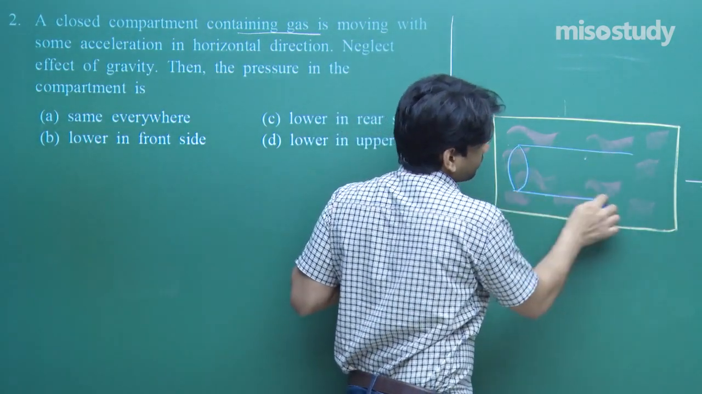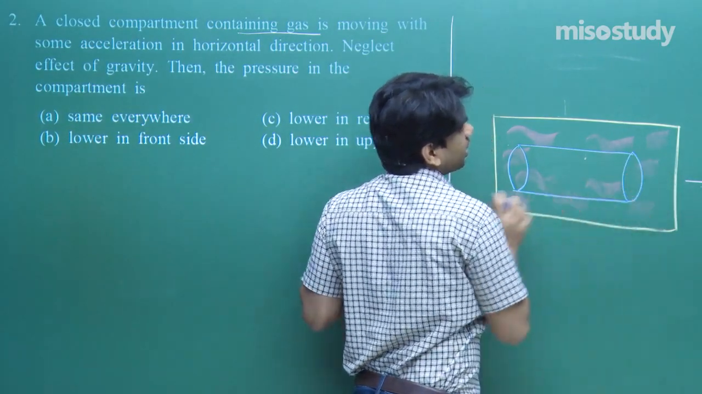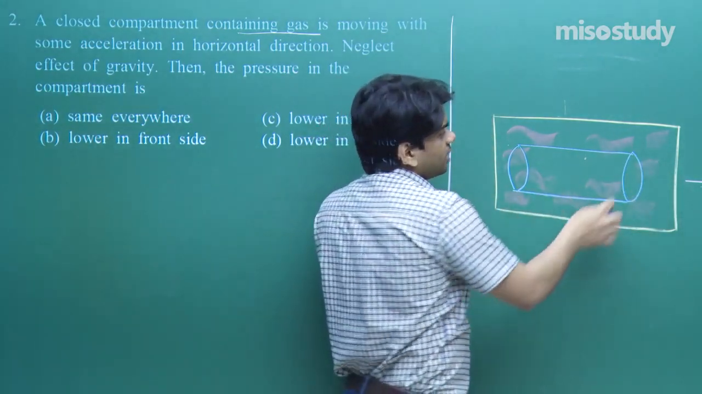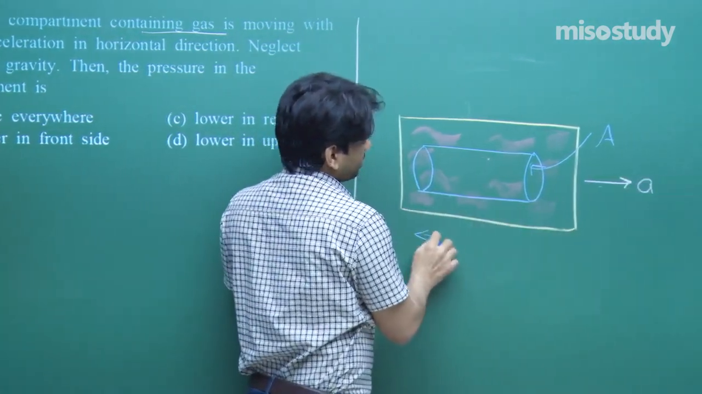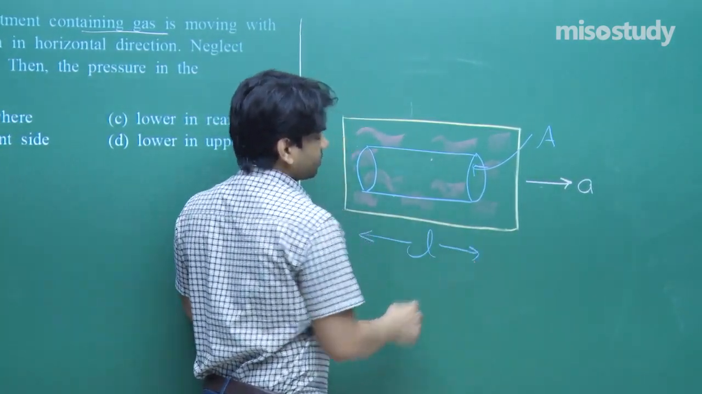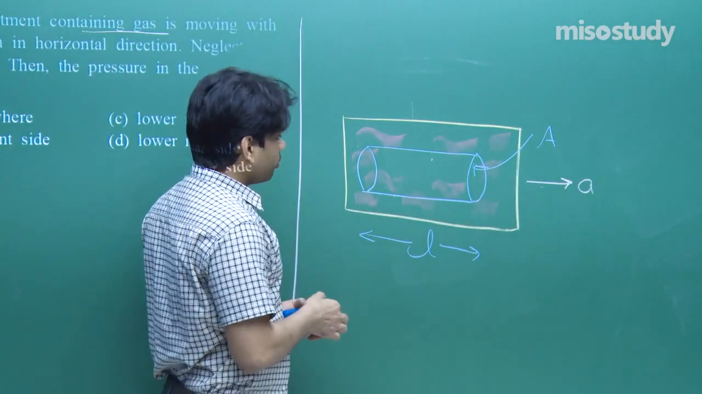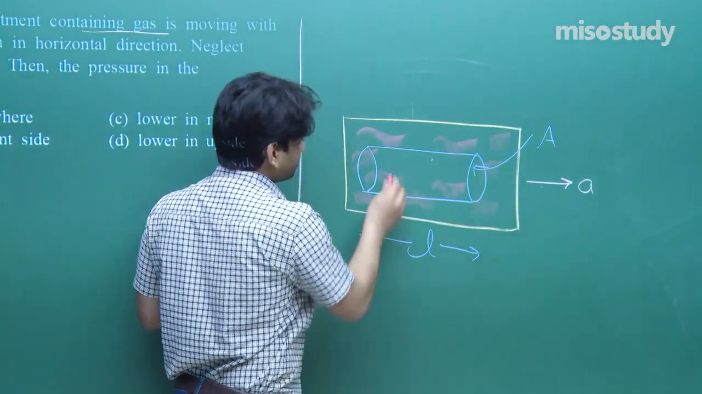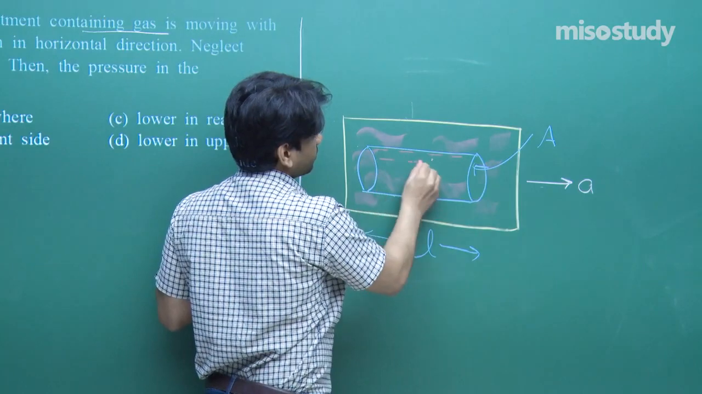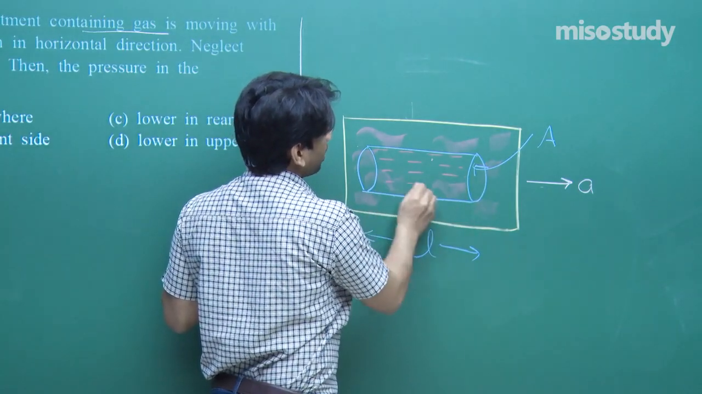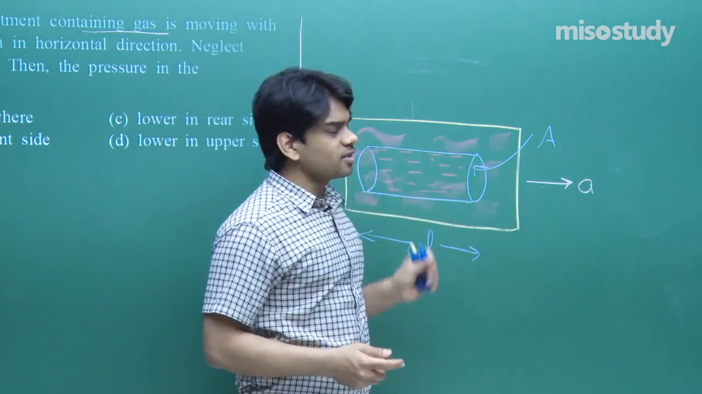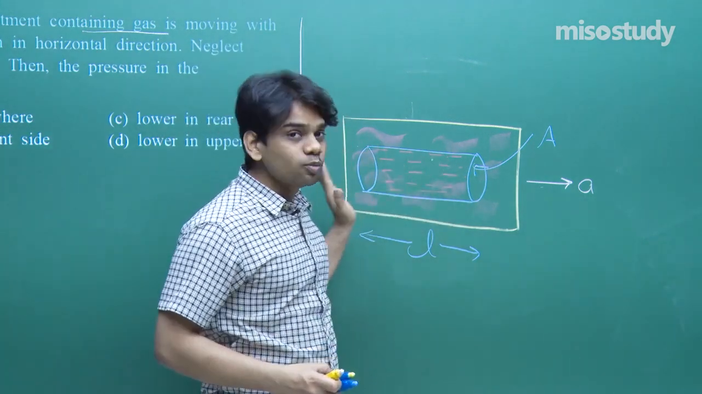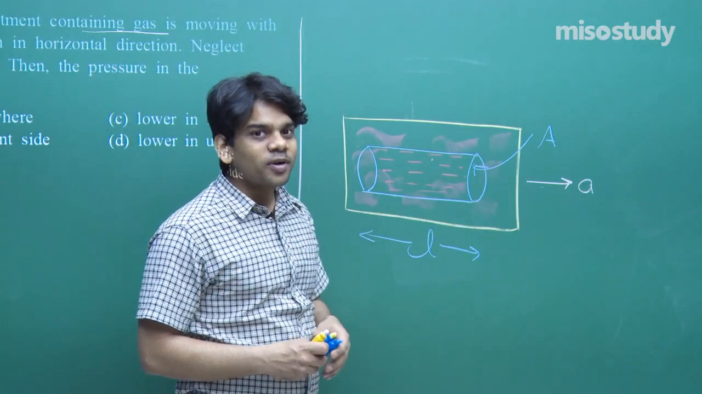I have taken a small part. Let's say the area of cross section of this part is A, its length is given as L. Let's say this is the case. So there will be gases contained here. Now if I talk about its motion, because this entire gaseous system contained within this portion is moving with some acceleration, that is what is given.